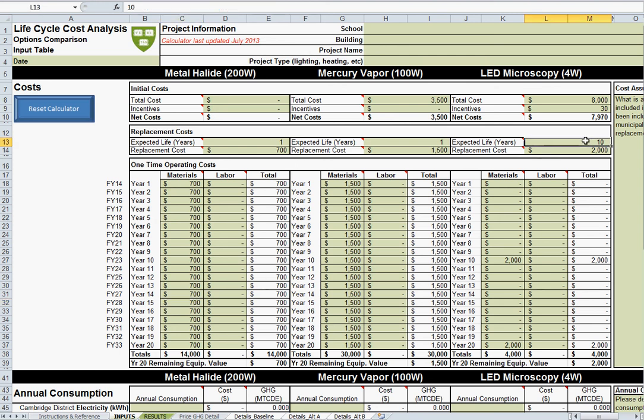So let's look at this. Right now we're at 10. What if we said this $2,000 over here was actually going to last 15 years? So we have a $2,000 cost in year 15, but then in year 20, we have a remaining equipment value of $1,333, because there's still a fair amount of savings that are going to be expected there.